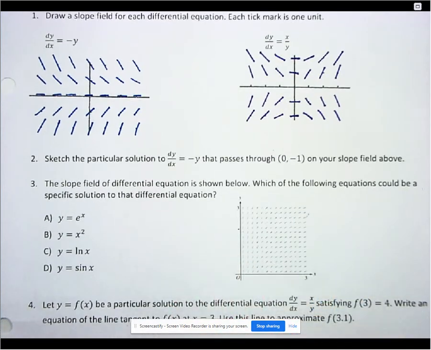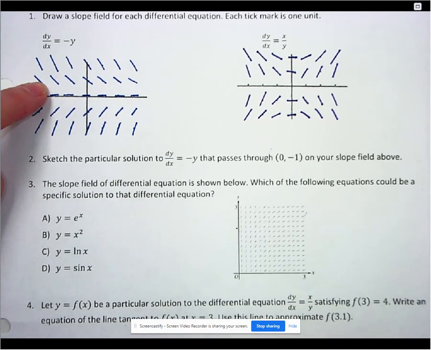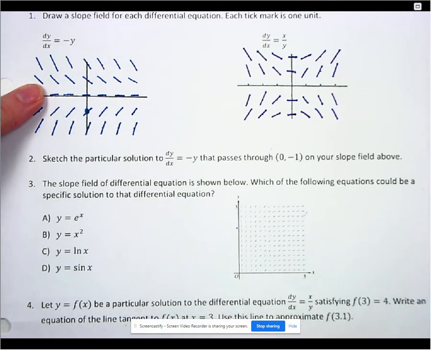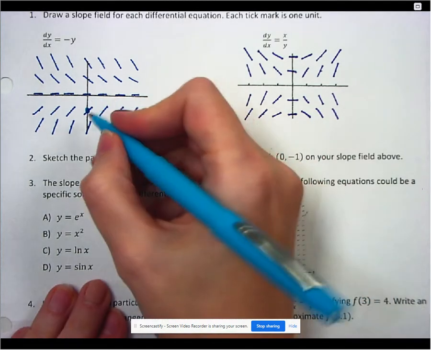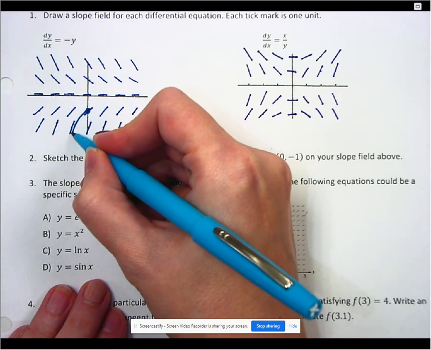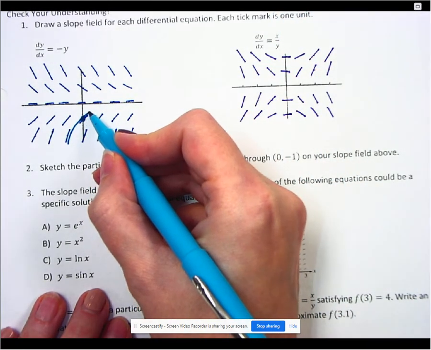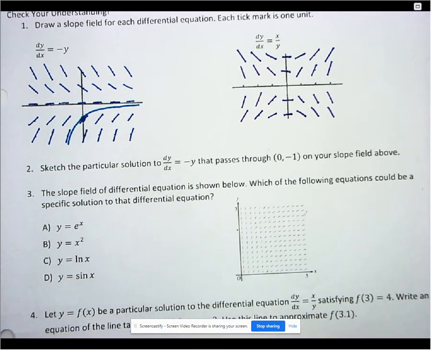For 2, we want to sketch a particular solution to this one that we did right here that passes through the point 0, negative 1. So 0, negative 1 is right here. So we want to go through that point, and we want to follow the trends of the slopes. So as we go to the left, it looks like we're trending downward, and it gets steeper. As we go to the right, it's going flatter. So that would be that solution to that particular point.